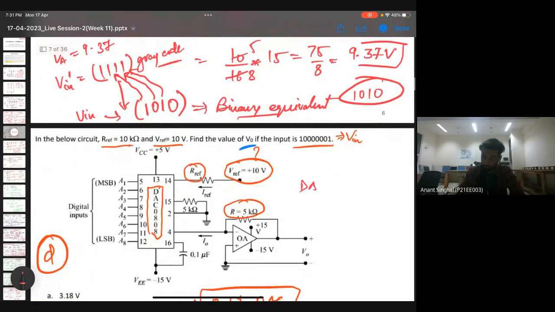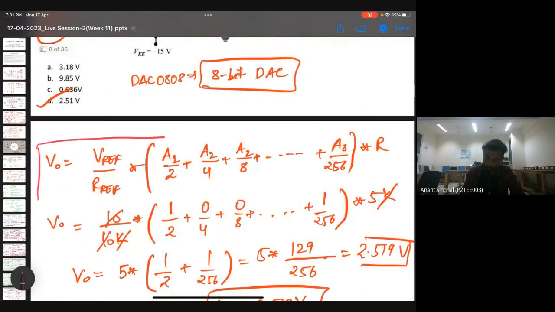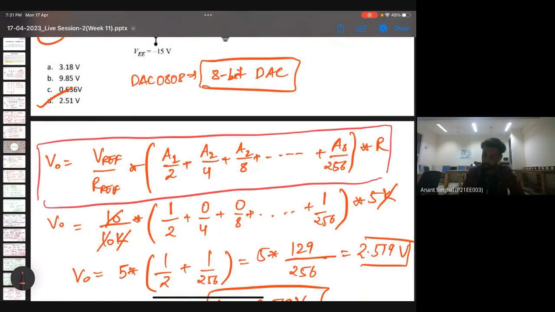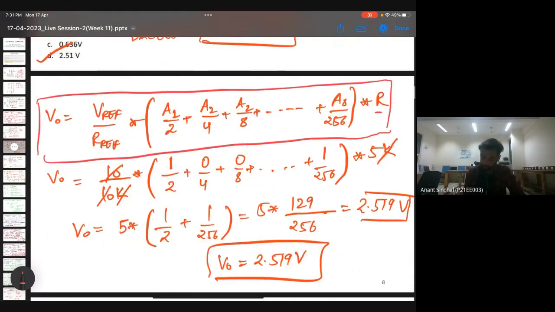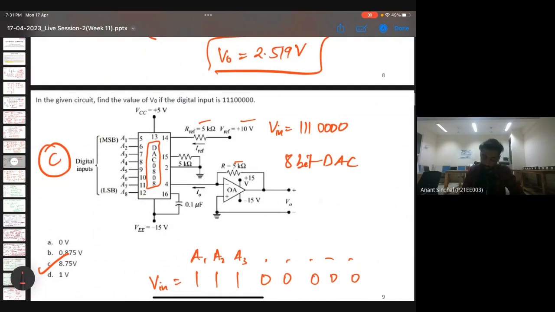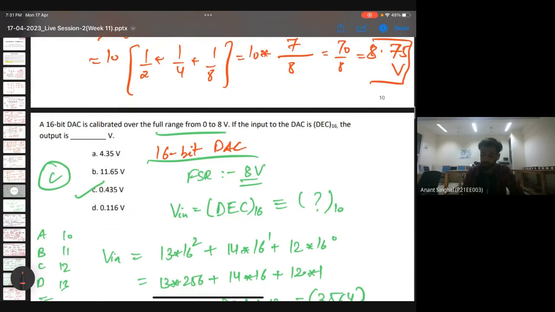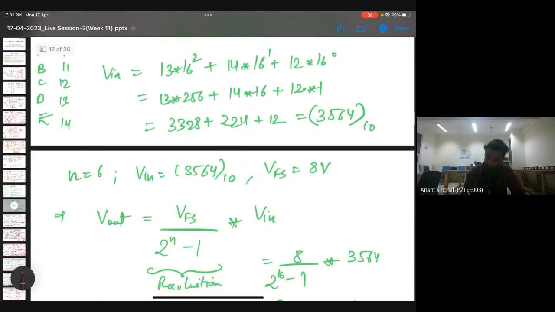Then we read about this DAC 0808, which is nothing but an 8-bit DAC, which is a binary weight DAC. So we have a formula: V naught is V reference upon R reference into the input value and the corresponding resistance given in the circuit. So we have covered two similar questions with some different values for your good practice. And then we covered a 16-bit DAC with some full scale range. This is a generic question. There was some hexadecimal to decimal conversion in this question, and we just calculated the output by the same formulas that we were reading before.